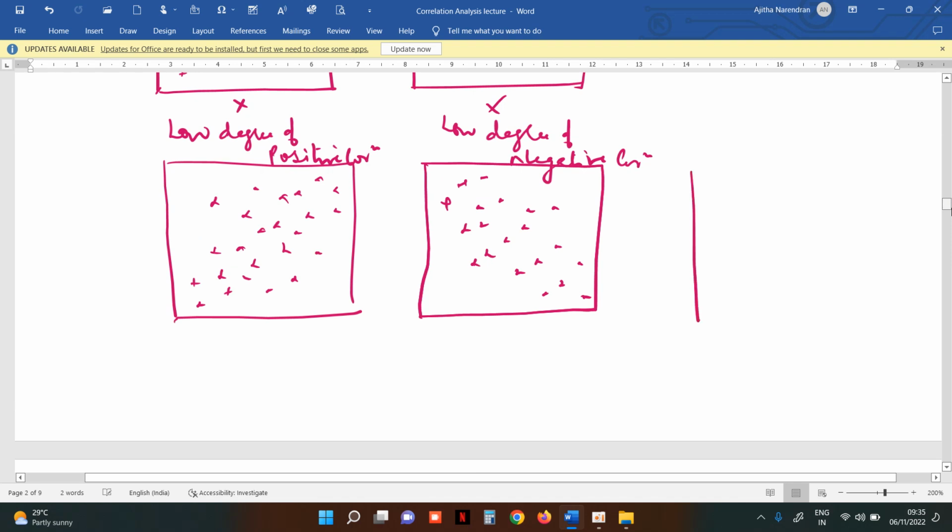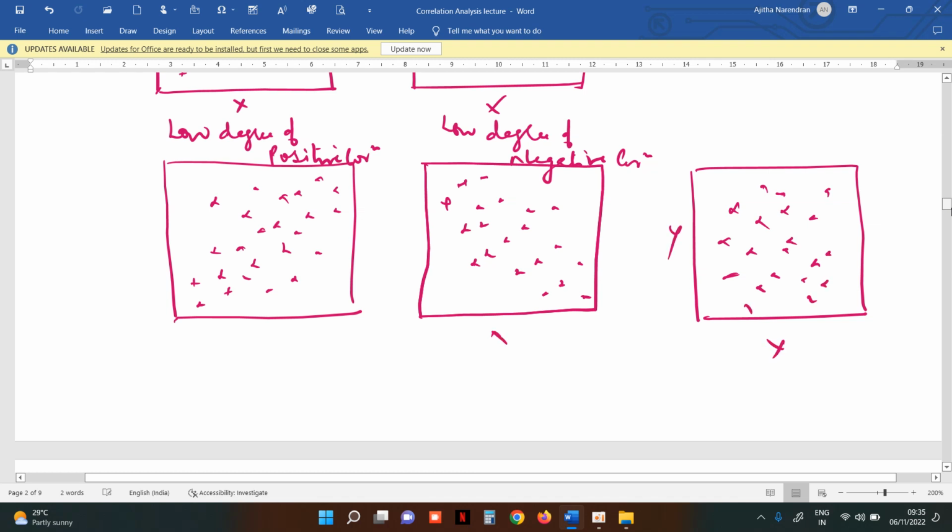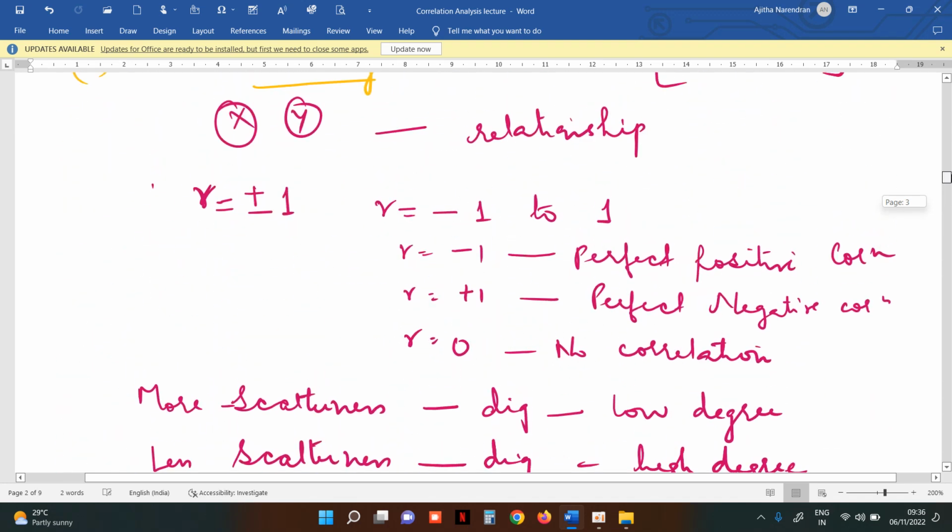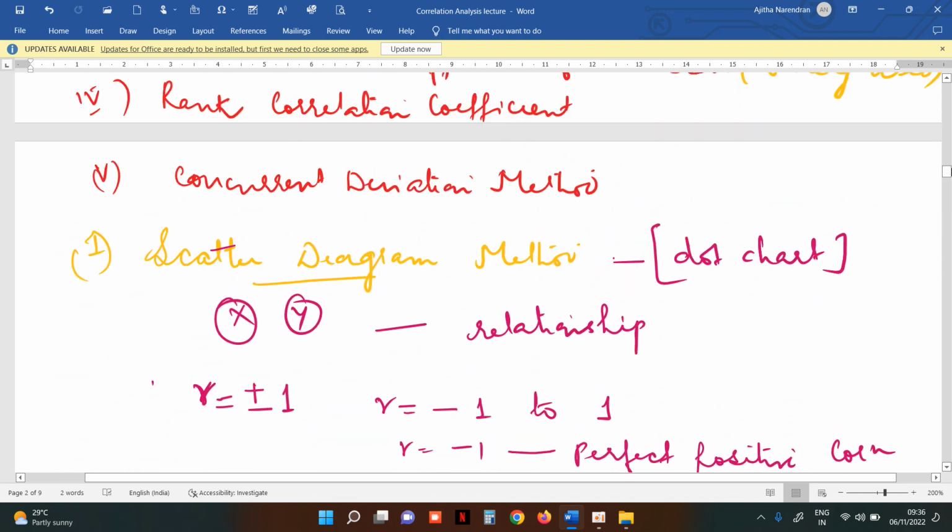Okay. The last one is when you are not able to get the direction, and you feel it is parallel to x as well as parallel to y, like this, x and y. So here you can see we are not able to develop a direction. The correlation is no correlation. This is the first method known as scatter diagram method.